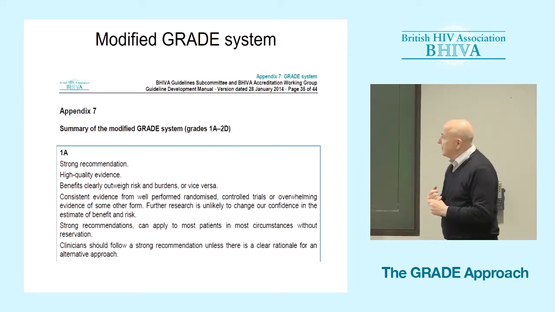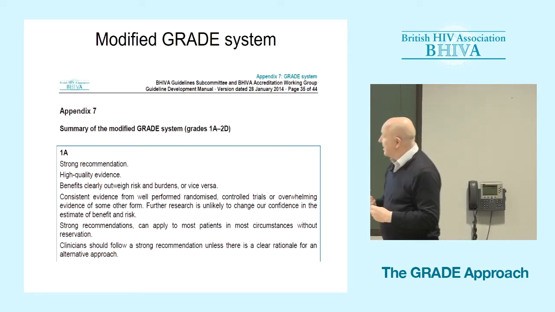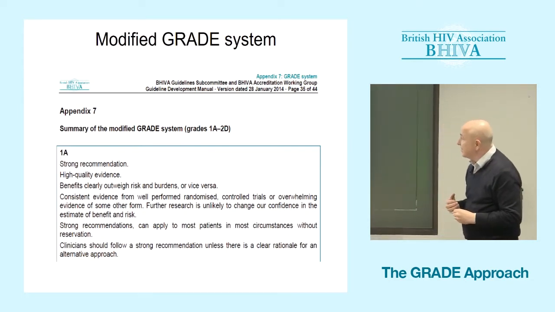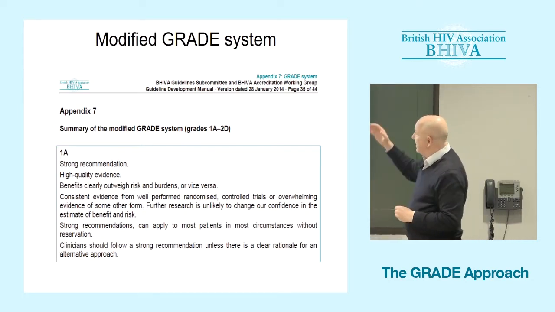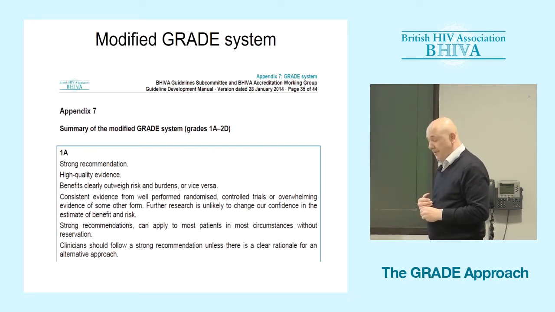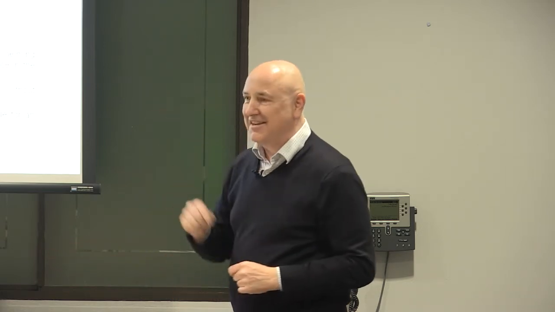So, Appendix 7 is in the BHIVA Guidelines Manual, and in your handouts there is a table of the summary of the modified grade system, grades 1A to 2D. And in each of those, it will give you an indication of what a 1A recommendation should be, right? So I forgot to... Okay, all right, you don't have it. It's not in there. Okay, fine. I think you'll find that I've got copies.